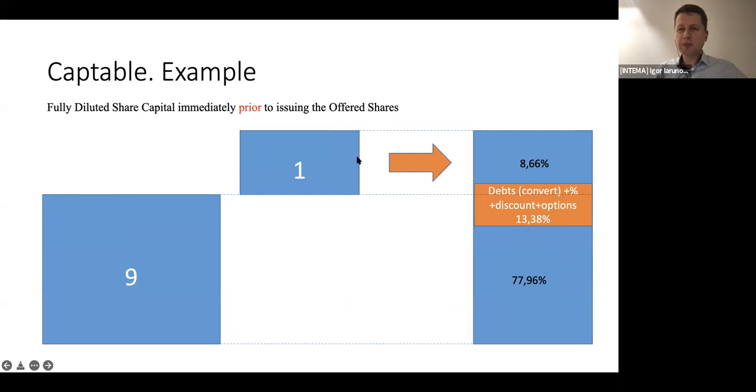That's it. I would say that it is the main idea for calculating the valuation. Typically, it is the diluted share capital prior to issuing the offered shares. So we typically calculate the pre-money valuation share price.